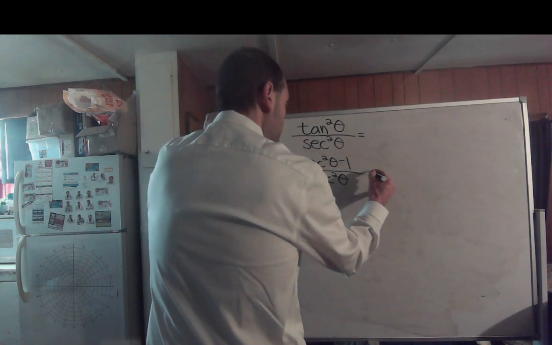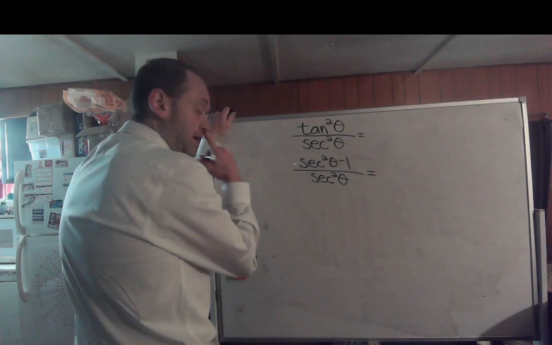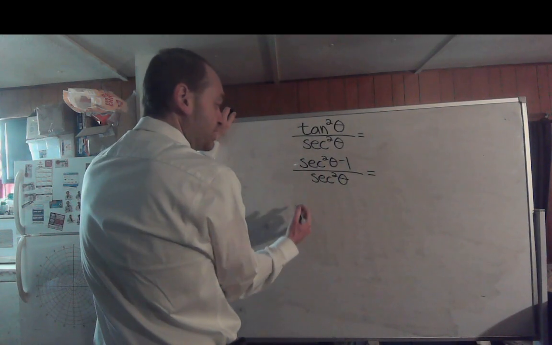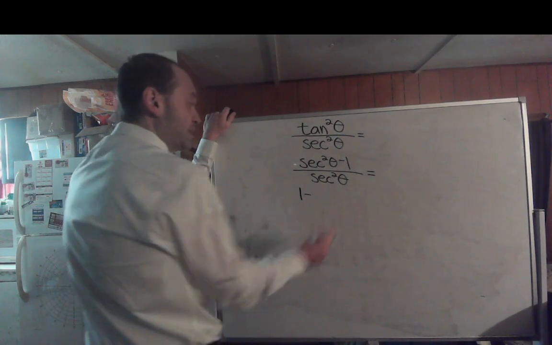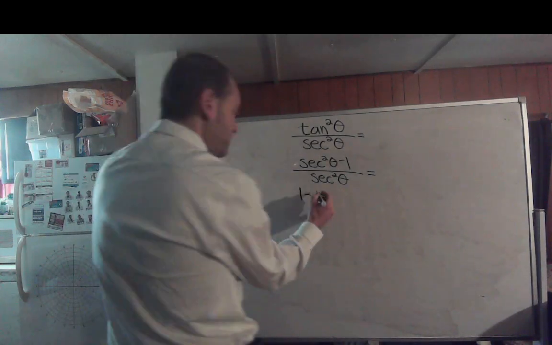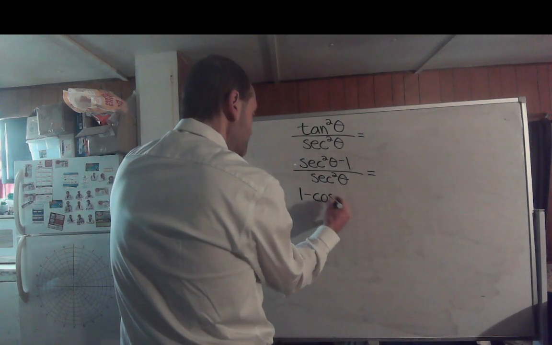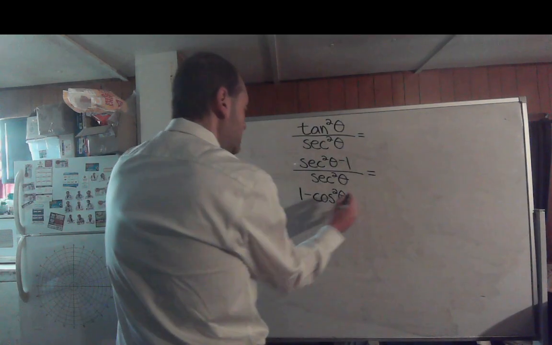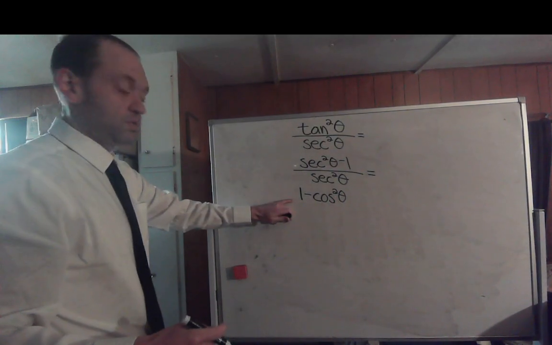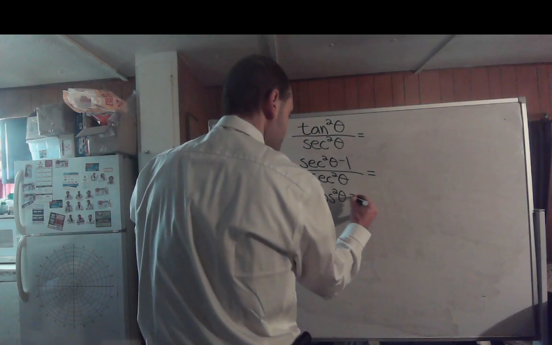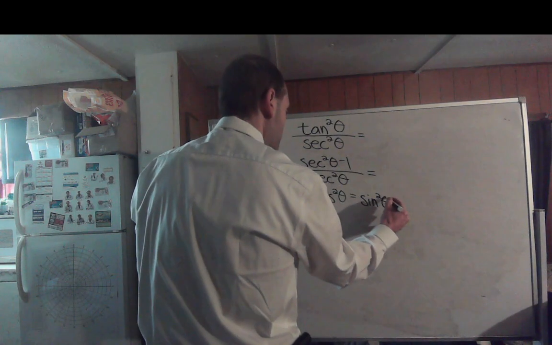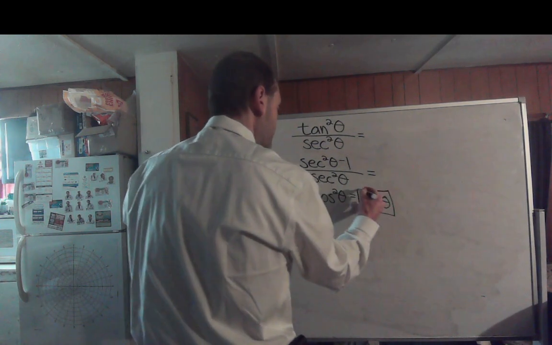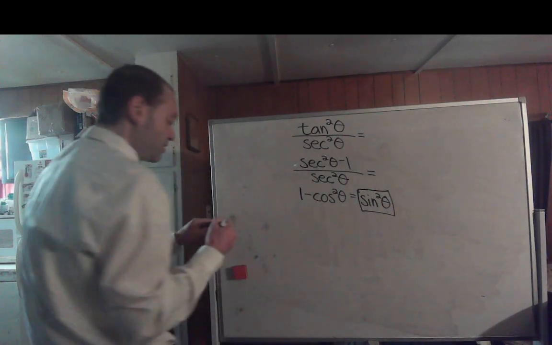Now, if you look at this here, secant squared of theta divided by secant squared of theta is 1. Minus 1 over secant squared of theta, that'd be minus the cosine squared of theta. This would turn into 1 minus the cosine squared of theta, which would just end up being the sine squared of theta. So this should simplify into the sine squared of theta.